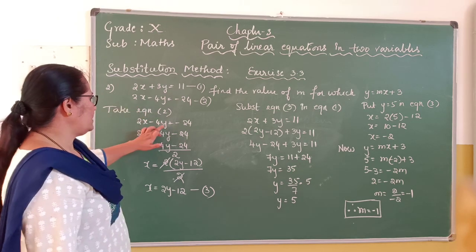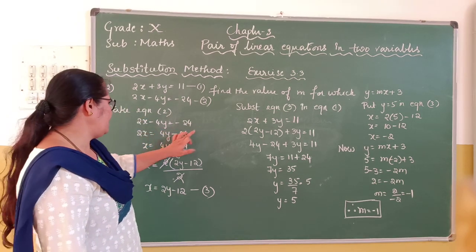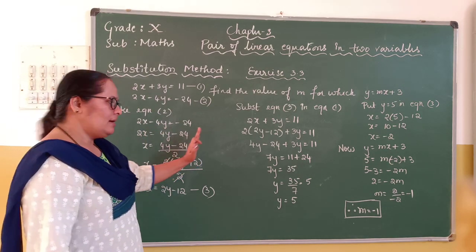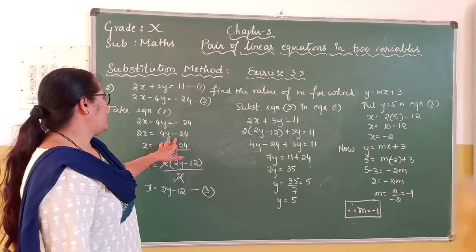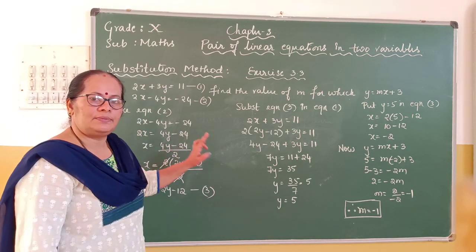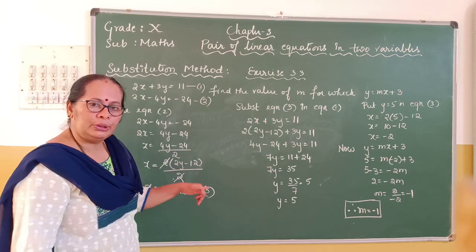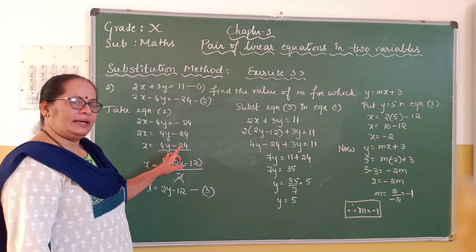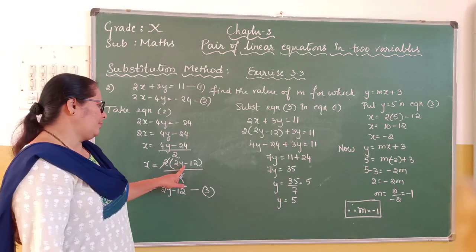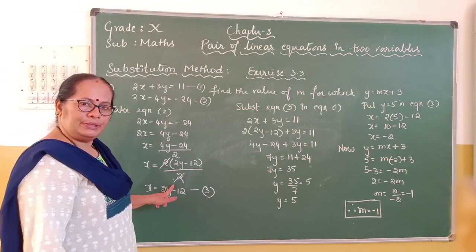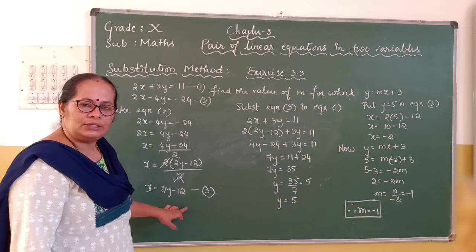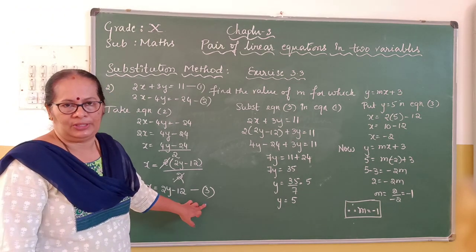So 2x minus 4y equals minus 24. So 2x equals, take 4y to the right side, which will be plus 4y minus 24. So x equals 4y minus 24 divided by 2. Then in the numerator you can take 2 as the common factor. So 2 into 2y minus 12 divided by 2. 2 gets cancelled. So x equals 2y minus 12. So take this as equation 3.